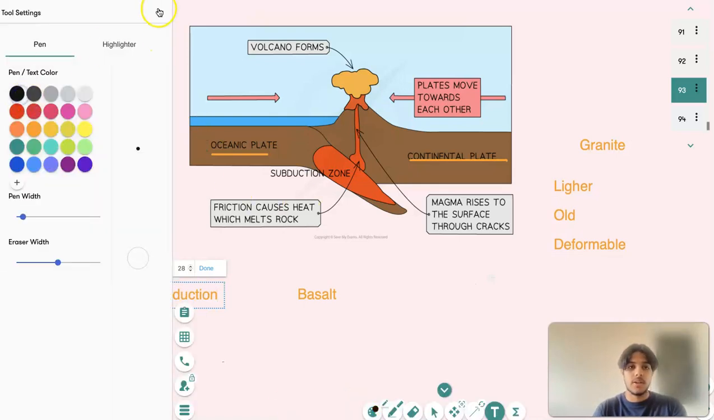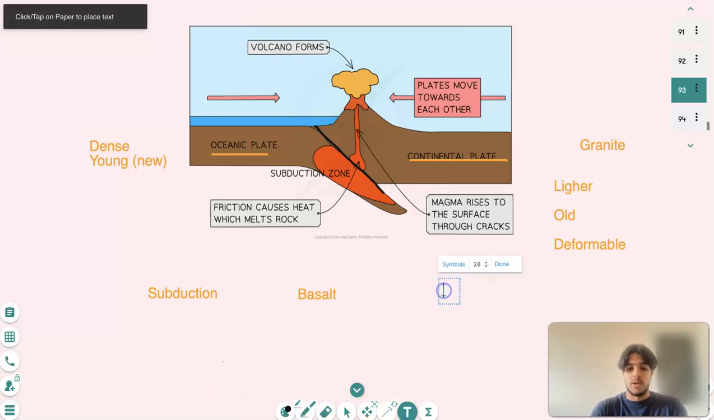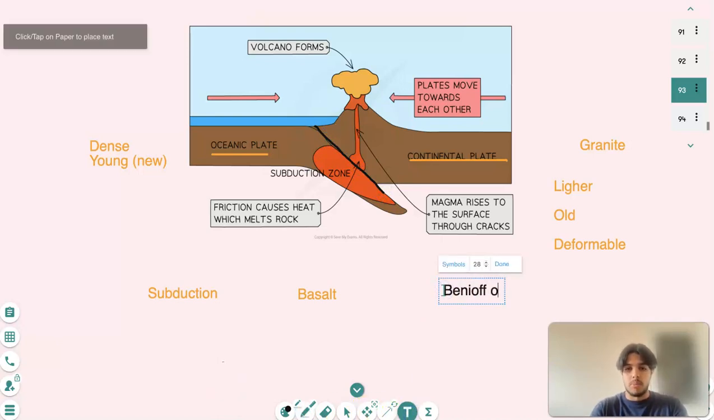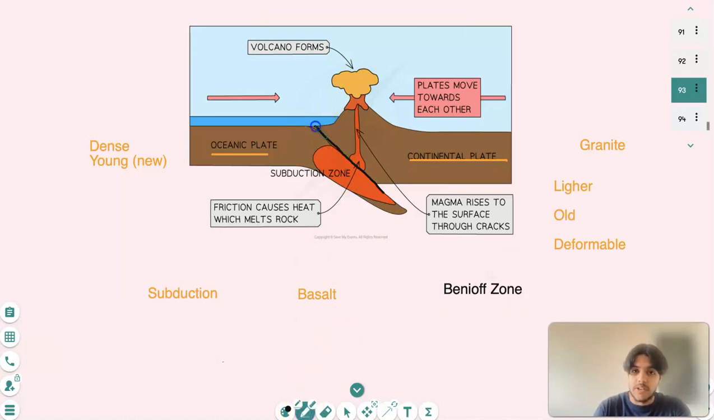I'll just change the color. So this area over here, this slanted region, is called the Benioff zone. It's quite a high level term, but that's the zone where you get the two plates rubbing against each other. That's the plane on which it happens. So you can imagine that this zone, if it's extended in 3D, would look a little something like this, because this is a 2D view, and this is where it's happening.